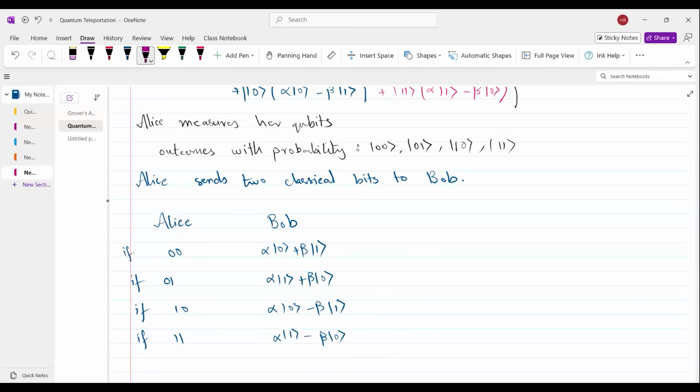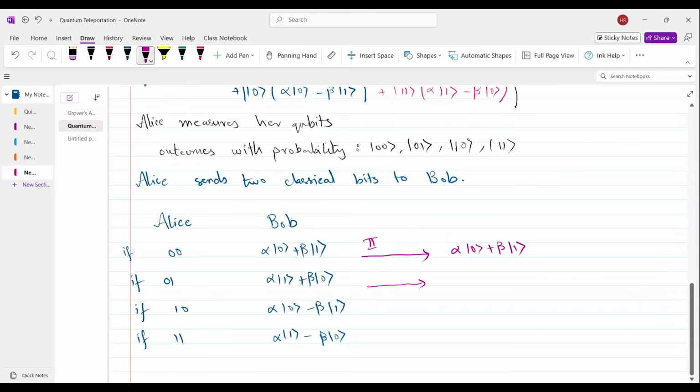Now, once Bob receives these classical bits, based on what he has received, he will apply some operations on his qubit. So if he receives 0 0, he will not do any operation on his qubit. He will leave it as it is. So we represent it as identity, which essentially means that there is no operation on his qubit, and the state remains the same as it is, right?